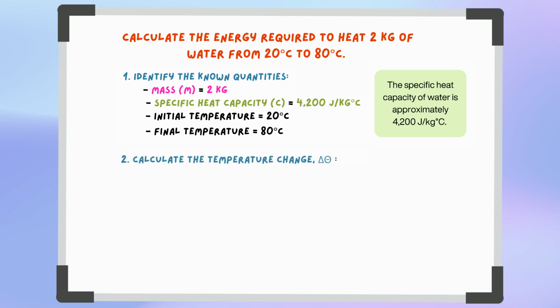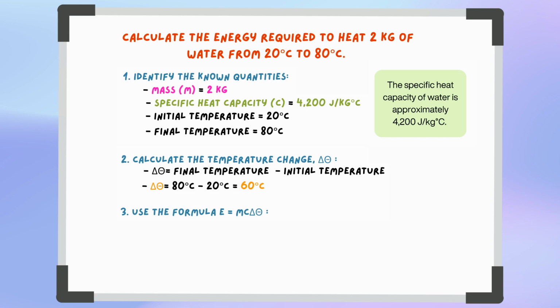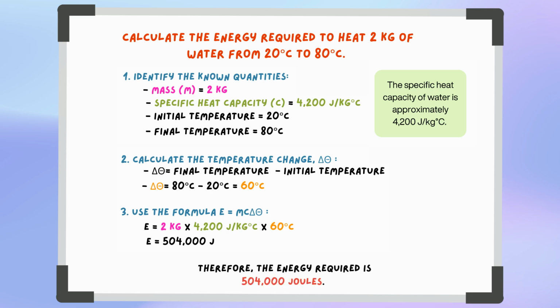Now calculate the temperature change by carrying out final temperature minus the initial temperature. This leaves us with 60 degrees C. Finally, we can substitute our values into the formula. E equals 2 kilograms times 4,200 joules per kilogram degrees C times 60 degrees leaves us with a final value of E equals 504,000 joules. Therefore, the energy required is 504,000 joules. Let's move on to another problem.